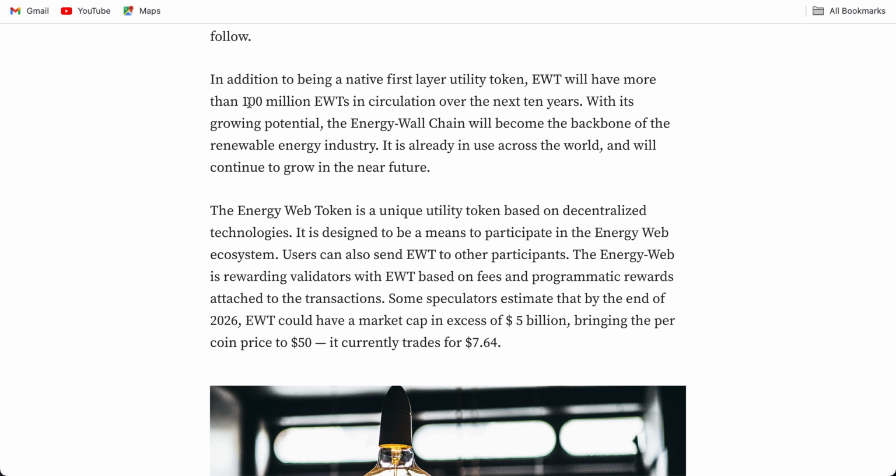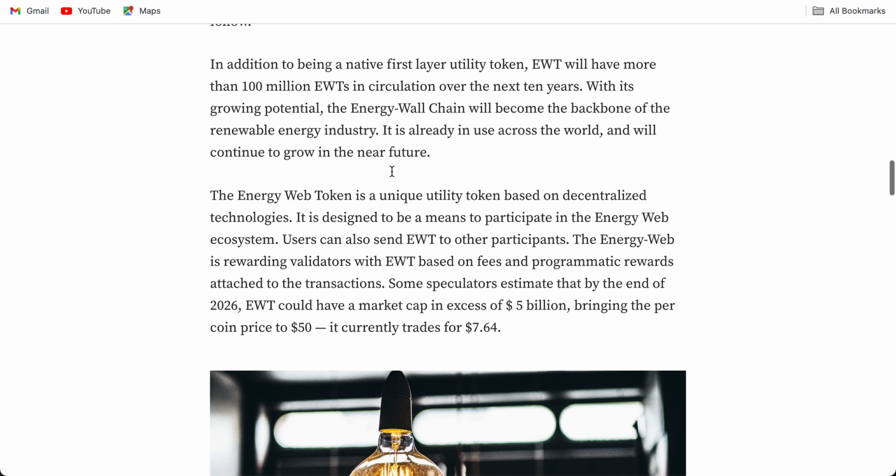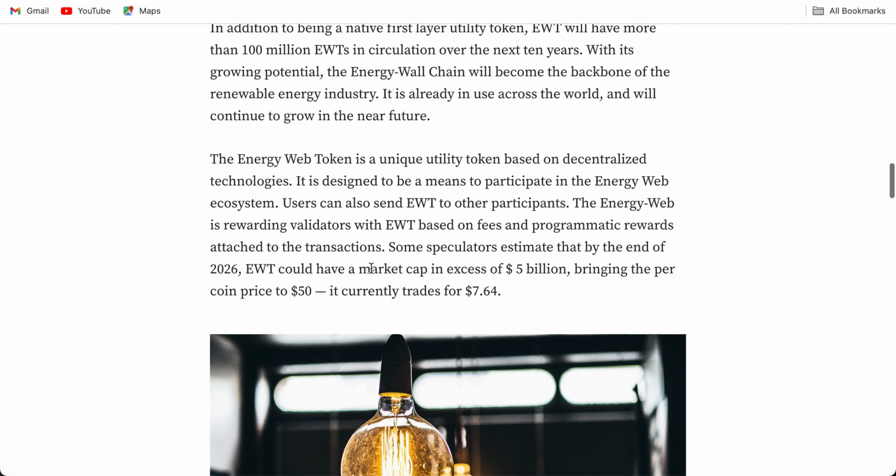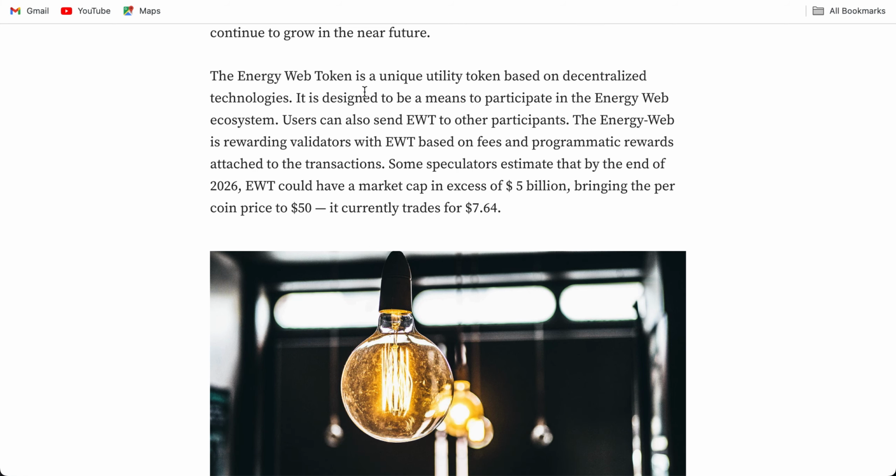It has a fixed supply of 100 million from what I read. With its growing potential, the Energy Web chain will become the backbone of the renewable energy industry. The Energy Web token is a unique utility token based on decentralized technologies. This is the potential where we can see Energy Web token heading to.